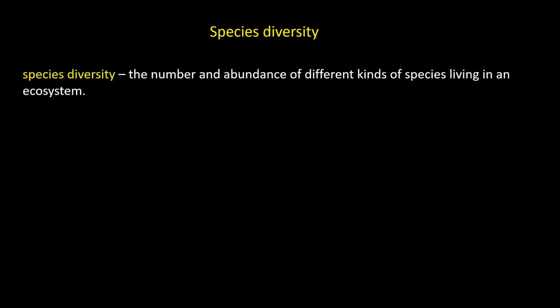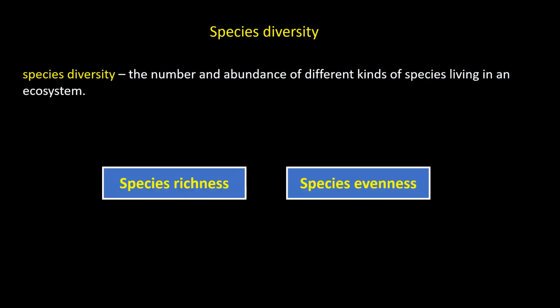The second component of biodiversity that we want to look at is species diversity. Species diversity is the number and abundance of different kinds of species living in an ecosystem. Now, at first, this might sound pretty simple. You might think, when looking at two ecosystems, which one has more different kinds of species? However, species diversity has two different components: species richness and species evenness.